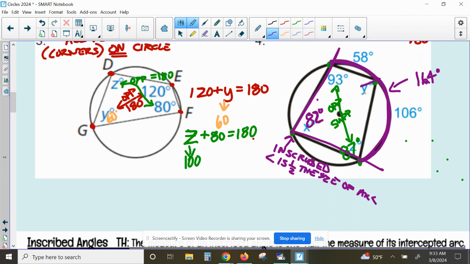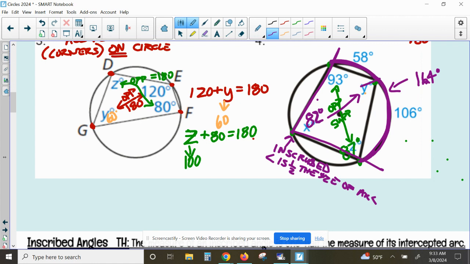Now that we have the 82, can we get the angle opposite it? If we know the opposite angles add to 180, get your calculator. What's this number going to be over here to make it add up to 180?